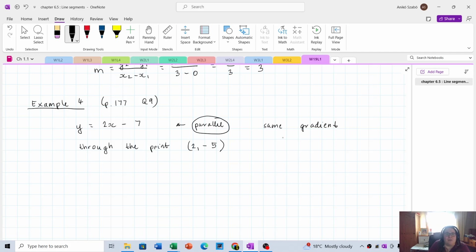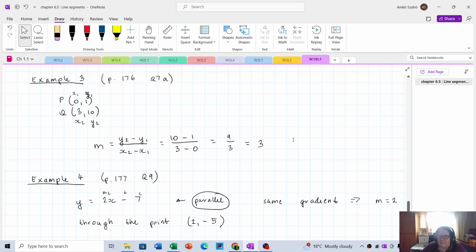So the gradient of the given line is 2, because it's mx plus c. So m is 2. So the gradient of the unknown line is also 2. So the gradient is 2. So let's write down y equals mx plus c.